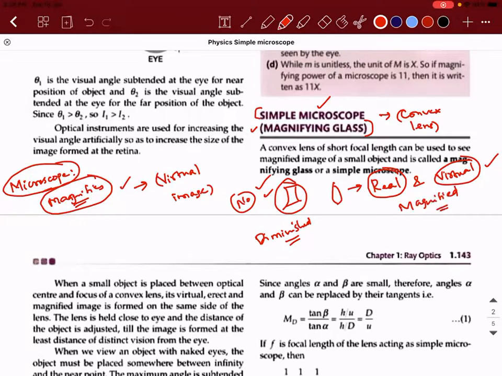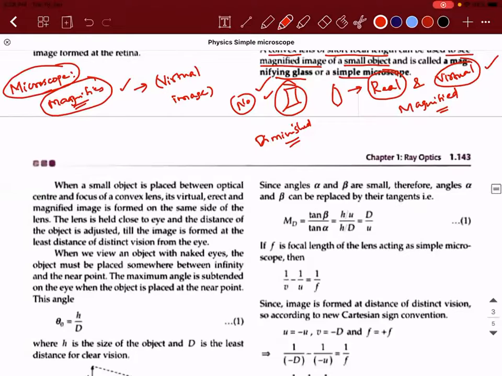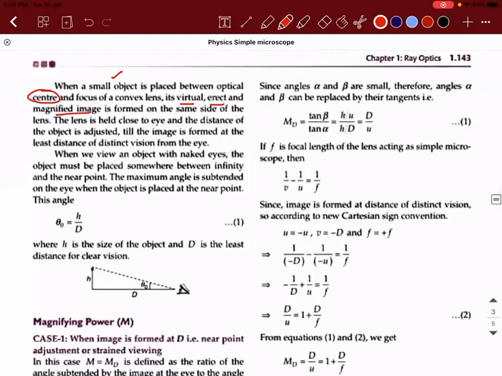So having this point in mind, what we can say is, if you take a convex lens of a short focal length, then that can be used to see a magnified image of a small object and is called a magnifying glass or a simple microscope. We know the fact that when a small object is placed between the optical center and the focus of a convex lens, it forms a virtual, erect and magnified image on the same side as that of the object. This is a known fact, right?